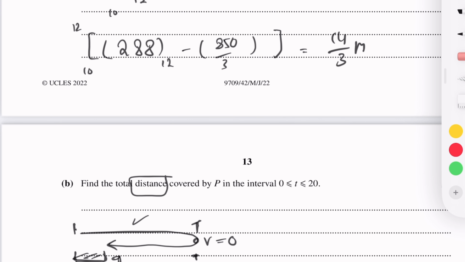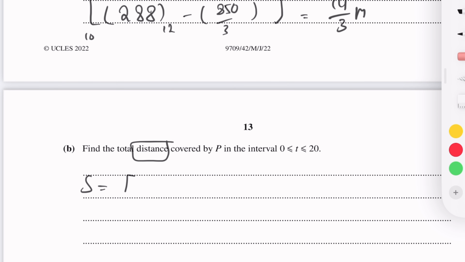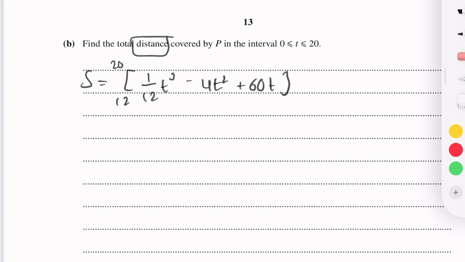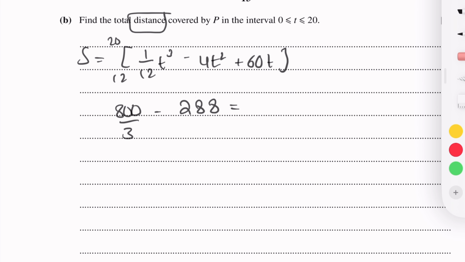Now this is what I'm interested in. Let's get the displacement between time 12 and time 20, because from then on we do not switch our directions, and so displacement will equal distance. So 1 over 12 times 20 cubed, minus 4 times 20 squared plus 60 times 20, and that's going to be 800 over 3, minus the value at 12 seconds, which is 188. The answer is going to be negative 64 over 3. Pretty interesting, huh?